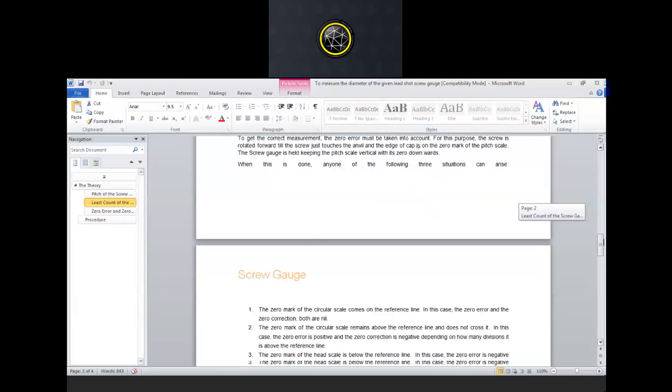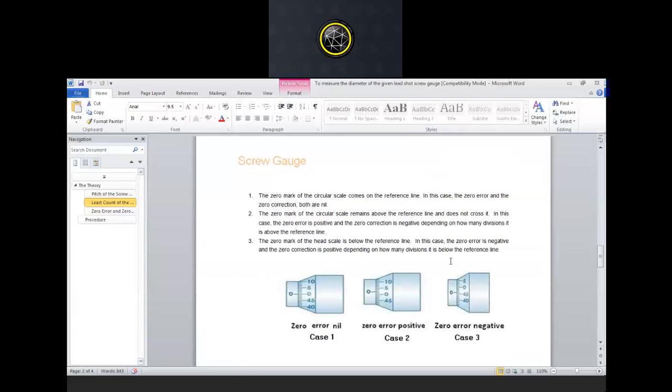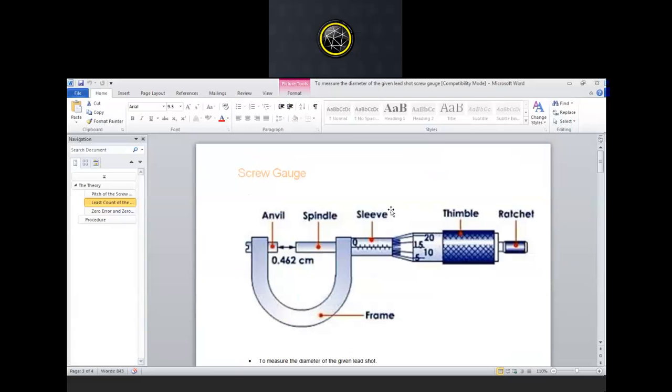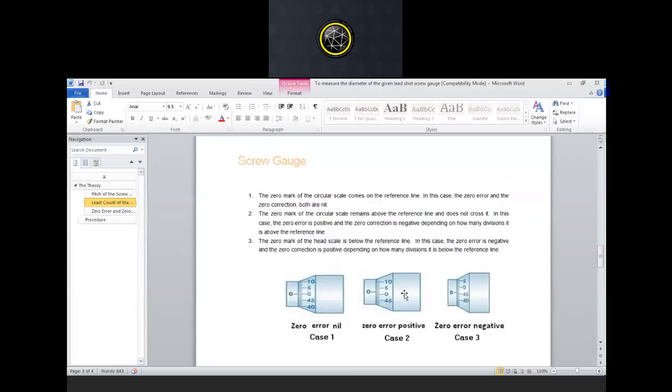Next, zero error. Okay, what was the zero error? See, how to calculate error. First of all, we have to rotate the thimble. Then the spindle will move to the left side and touch the anvil. Okay, after it gets tight, then we have to see this image. Then only we have to calculate error.